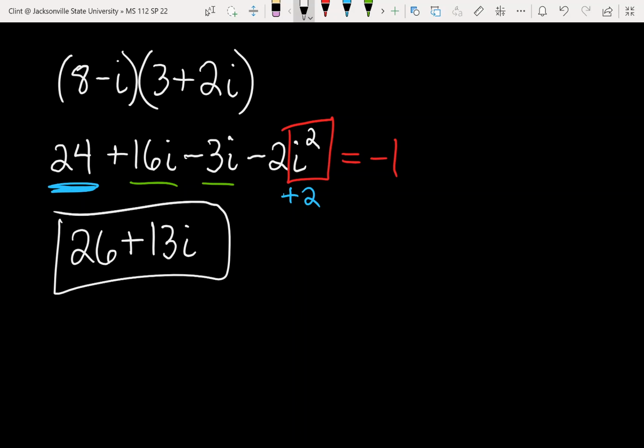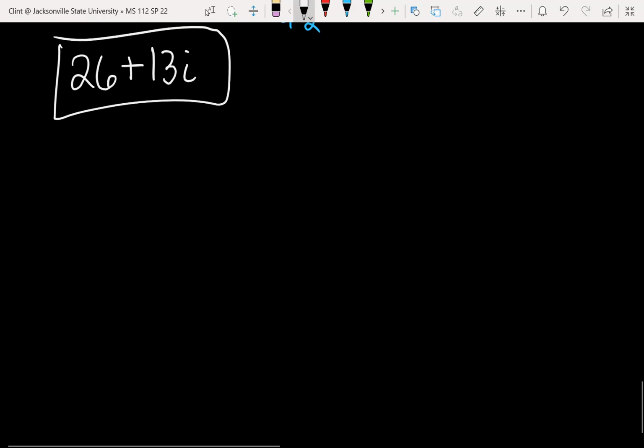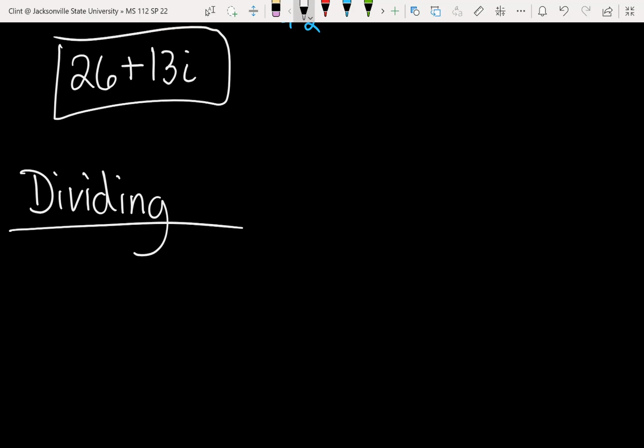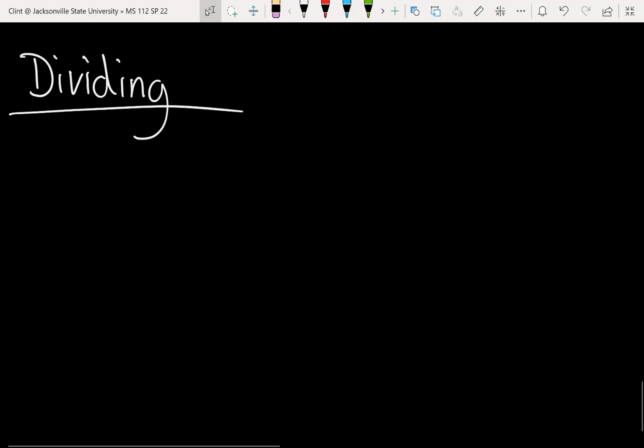Alright, so that's multiplying. Okay. The next type of topic we want to talk about is dividing these complex numbers.